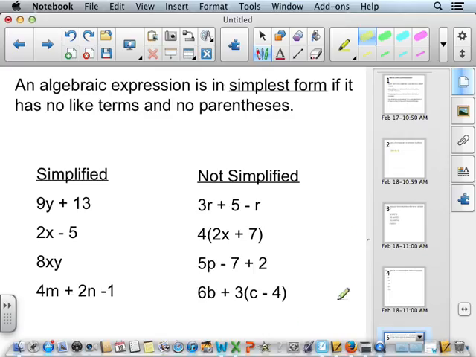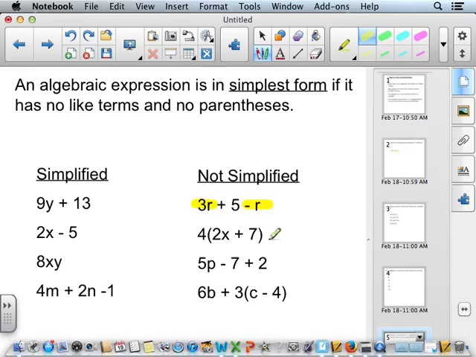parentheses. Here I have 4 examples of algebraic expressions that are not simplified. 3r plus 5 minus r. I have like terms of 3r and negative r. Because I have like terms that I can combine, I can still simplify this.